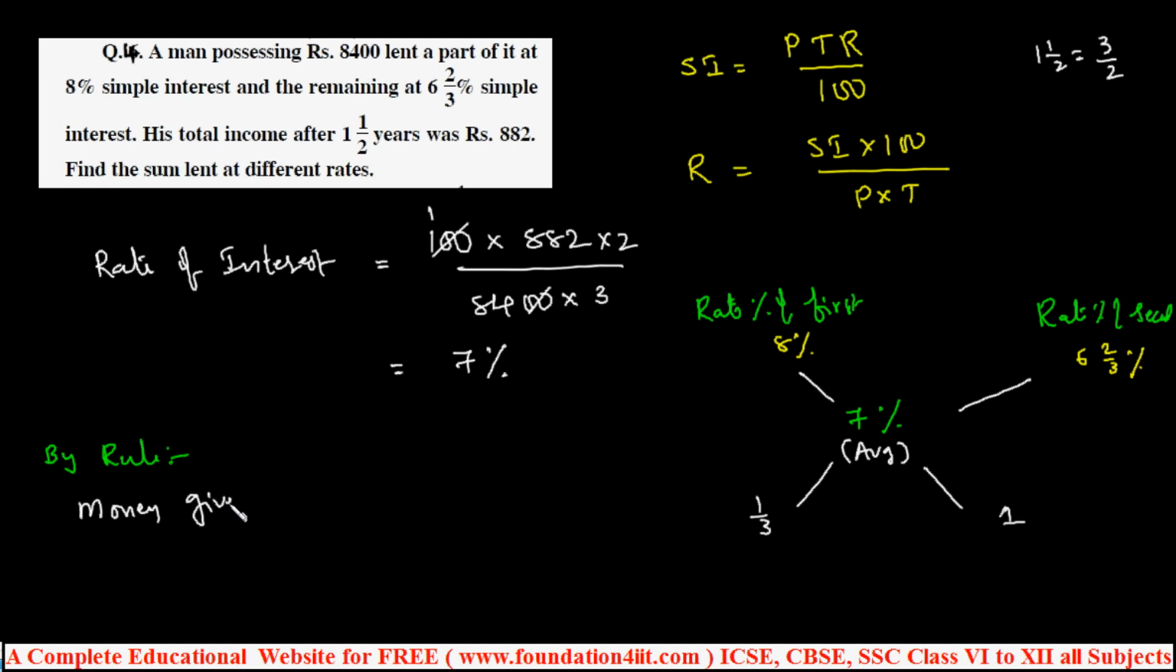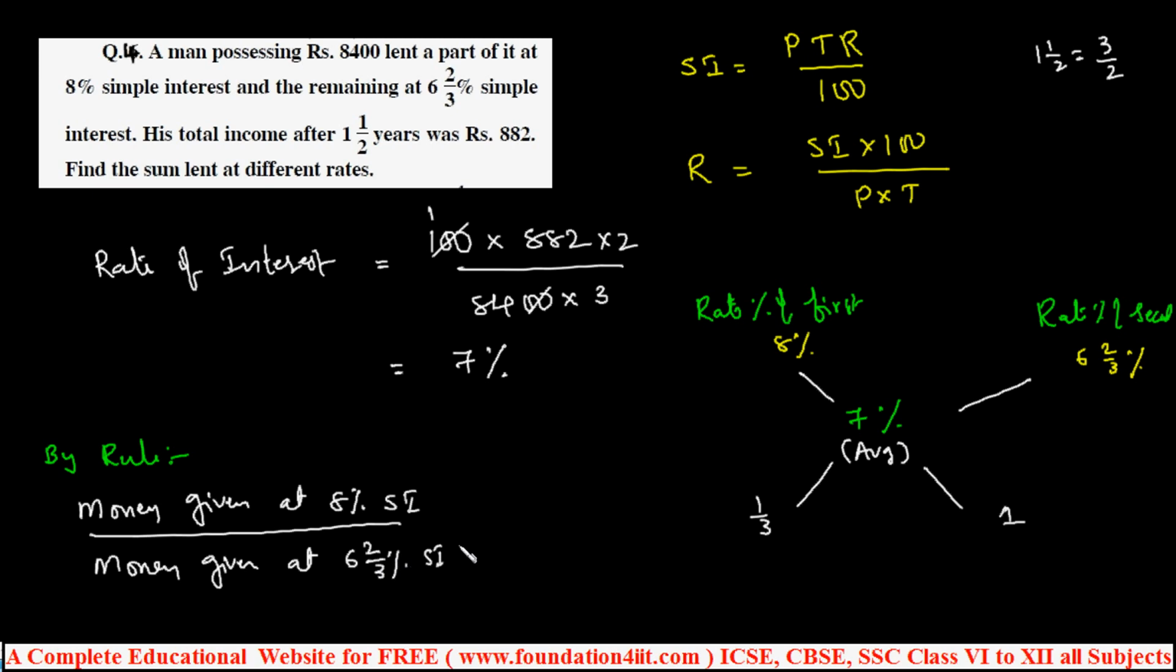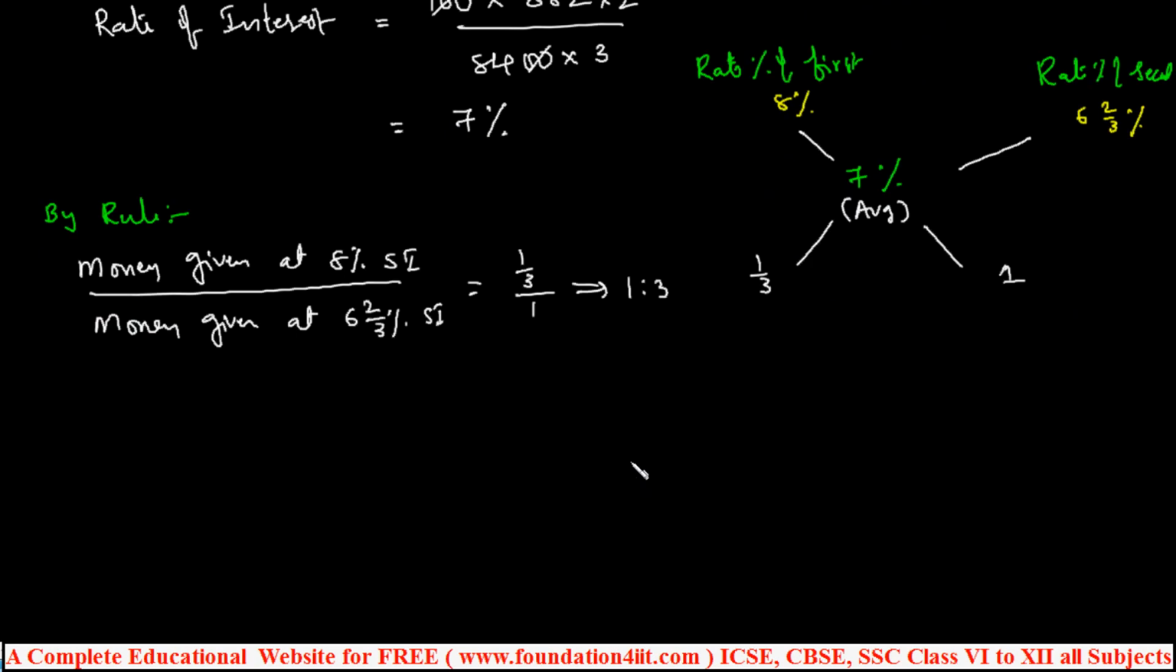So money given at 8% simple interest, because 8 and this is 6 2 by 3, account this 1 by 3 and 1. So one more is money given at 6 2 by 3% simple interest. That is equal to 1 by 3 by 1, 1 by 3 by 1 is 1 by 3 only. There is nothing but 1 is to 3. So 1 is to 3 is the ratio, right? Now we can calculate sum lent at different rates.